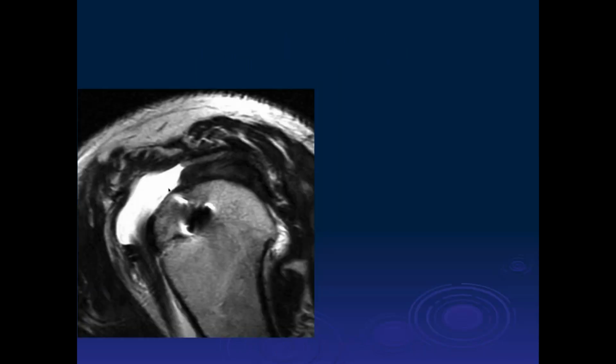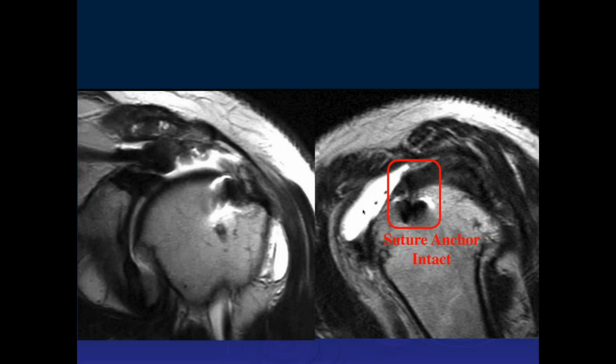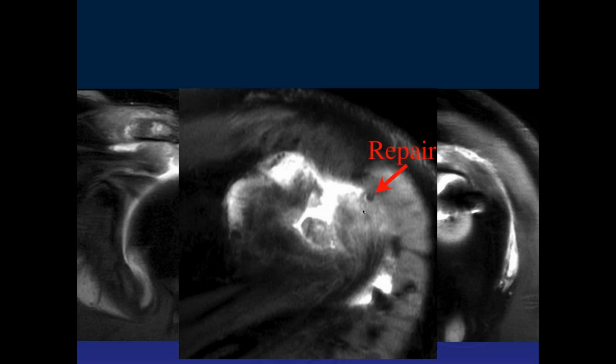And then here's just another failed repair where we can see the tear. In this case, the suture anchors were still intact. This was an extension of the tear next to the suture anchors, where it's no longer functioning, but that was the cause of symptoms. There's the repair, and there's the tear next to it.